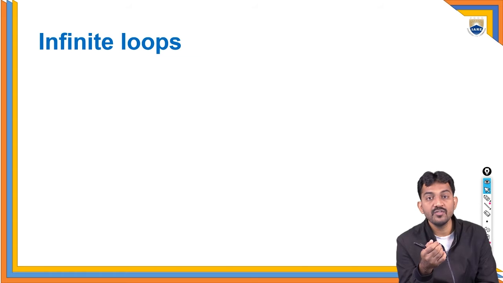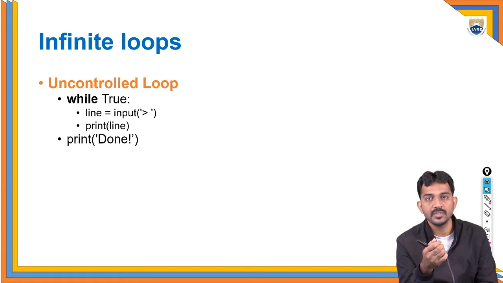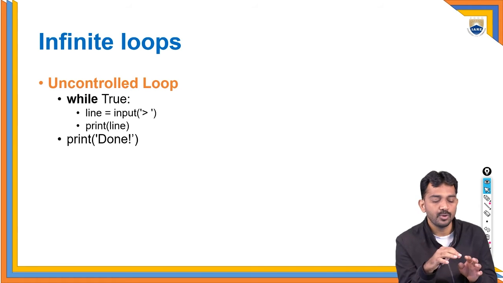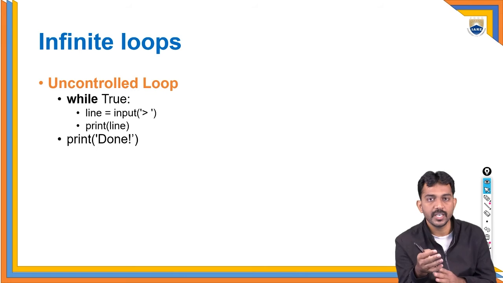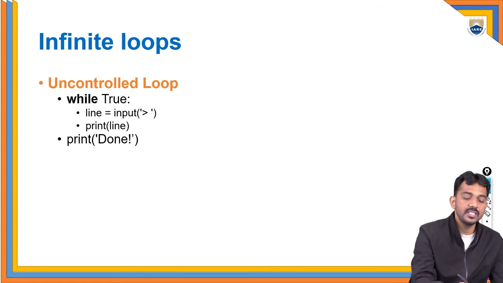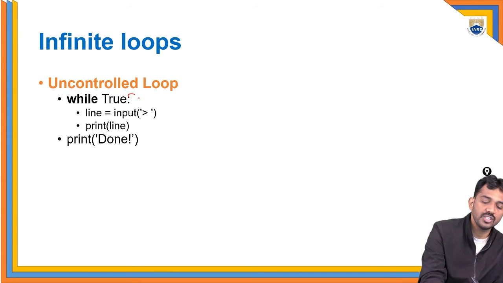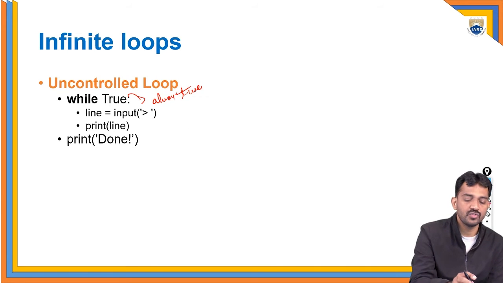Suppose you want to create an infinite loop, how are we going to handle this program? See, an uncontrolled loop: while true, read a line of input, print the line, and done. Whatever you read in the input, it just prints. There is no end. While true means the condition is always true. How are we going to handle this kind of situation?